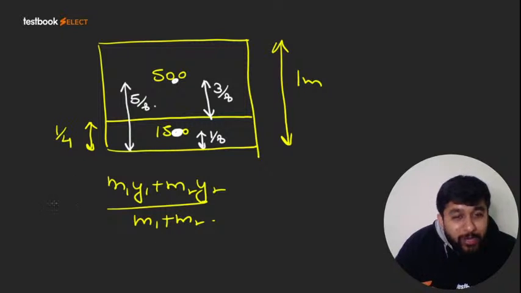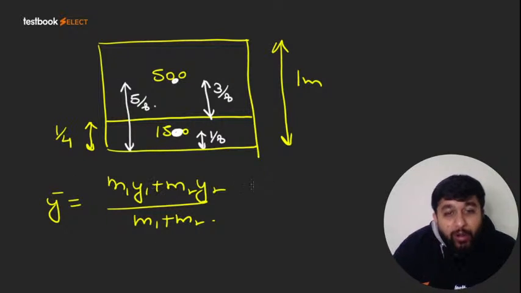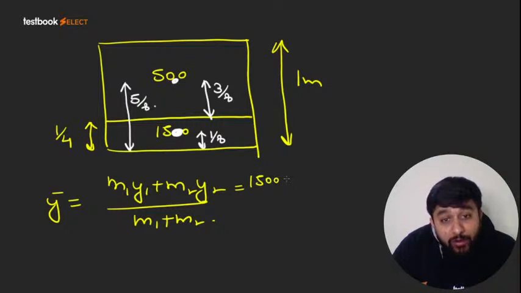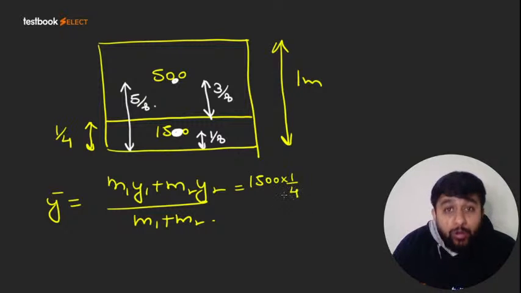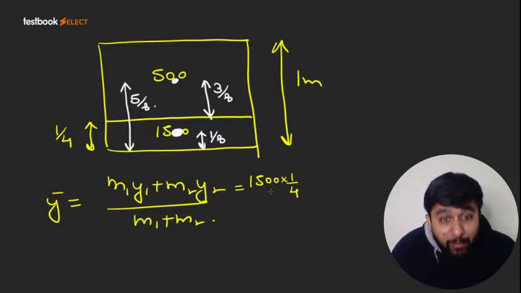So let us find out y bar. What is the mass of the upper portion? So lower portion first. The mass of the lower portion is 1500 into 1/4. The volume of the lower portion is 1/4 meter cube, into y1, which is 1/8.